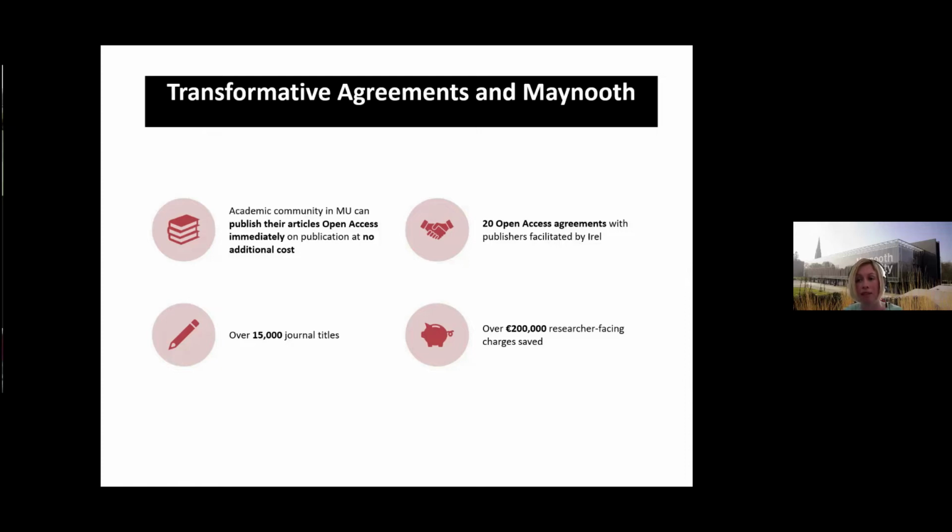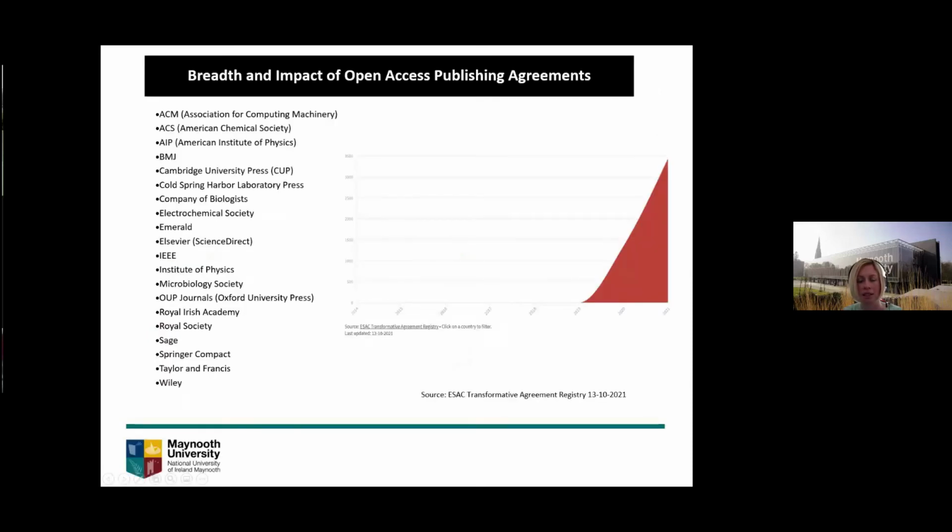Just to give you some sense of the breadth of the deals, on the next slide is just a list of the publishers that are involved, that have signed agreements with us. And the graph is an ESAC graph, and it just shows you the exponential growth of articles that have been enabled open access in Ireland over the last few years, thanks to these transformative agreements. And it's all going in one direction, thankfully, which is great.